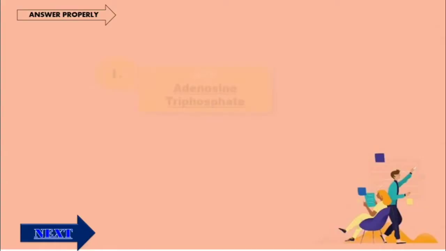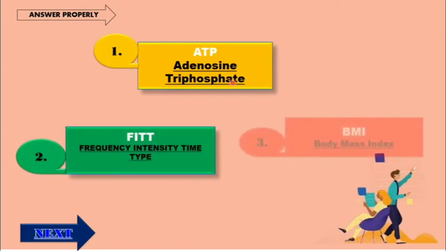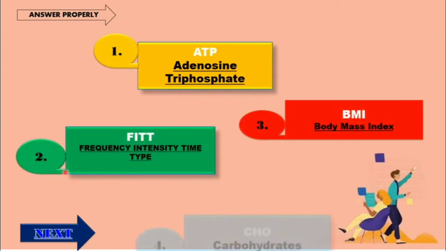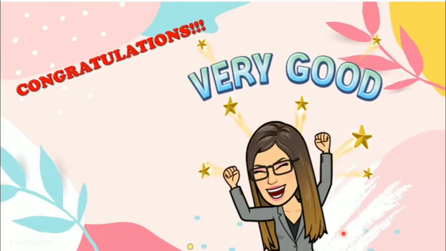Okay, let's have the answer. ATP means adenosine triphosphate, and FITT stands for frequency, intensity, time, and type. And BMI stands for body mass index. And the last one, CHO, means carbohydrates. Okay, job well done. Very good. Congratulations. You did very well with your post-test.